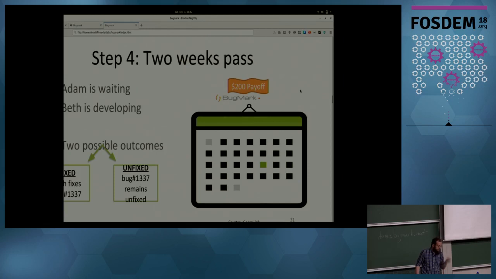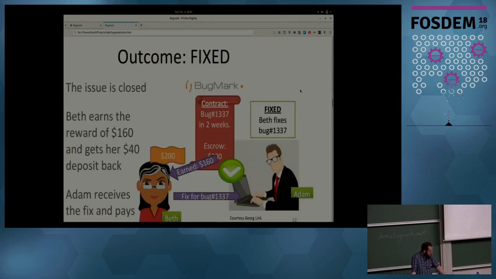All right. Beth is working. Adam is waiting. Adam sees that this contract has been formed. There are two possible outcomes. First outcome, Beth has fixed the bug. The project maintainer has resolved that bug, has closed, fixed. The contract matures. Beth gets the entire $200. Adam gets nothing, but he's got his bug fixed.